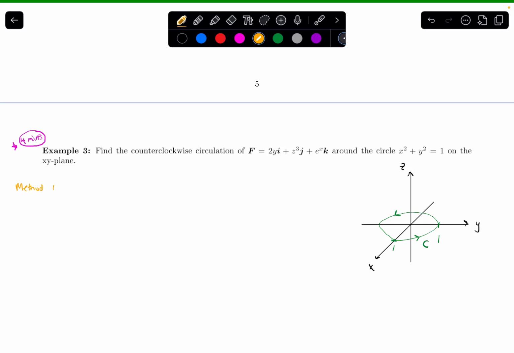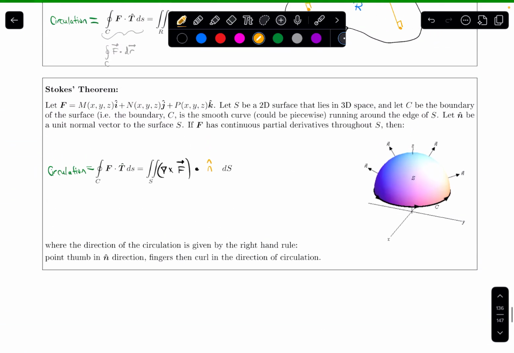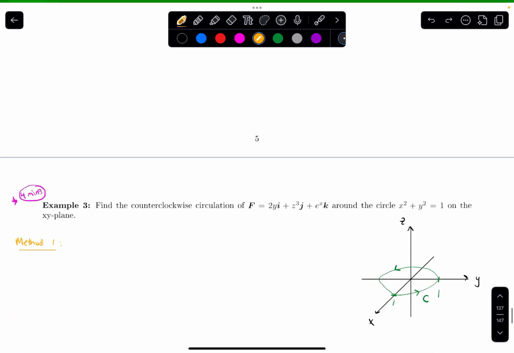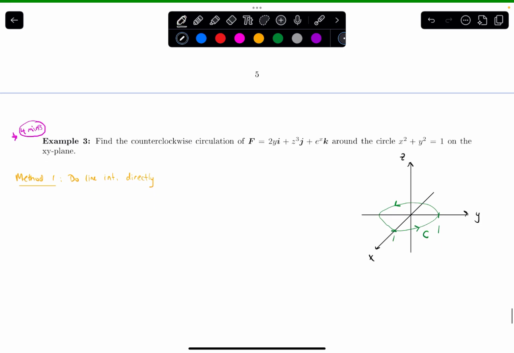Let's talk about it. I'm going to solve this in two ways. Method one is, well, circulation is given by this line integral of our vector field, so I can do that line integral directly. The circulation equals this line integral over the curve C. I'll draw a circle through the integral because it's a closed curve. My vector field dot dr.